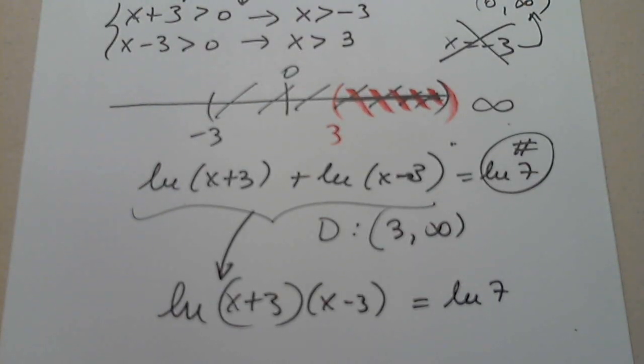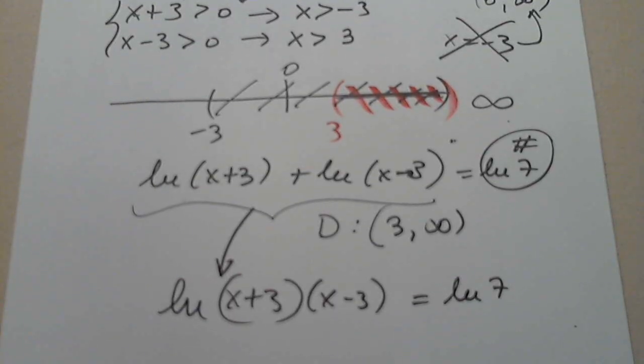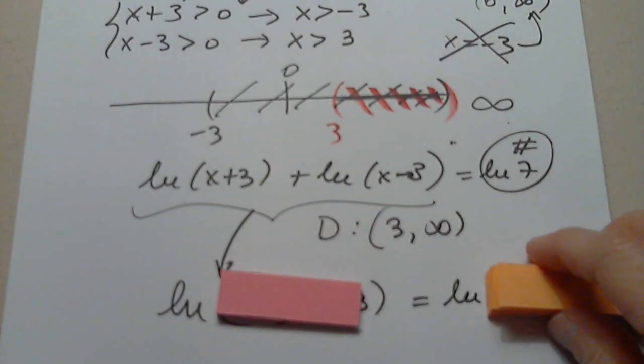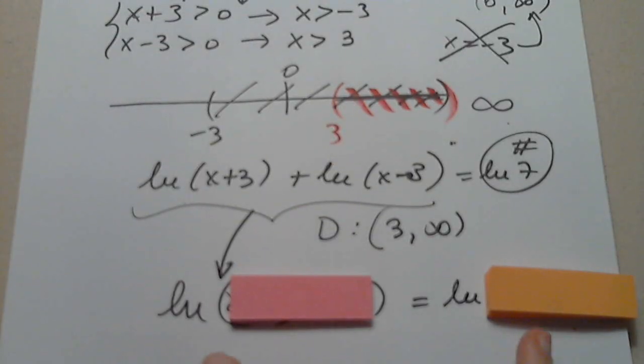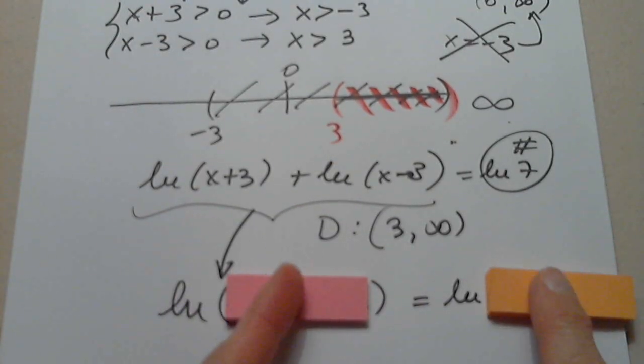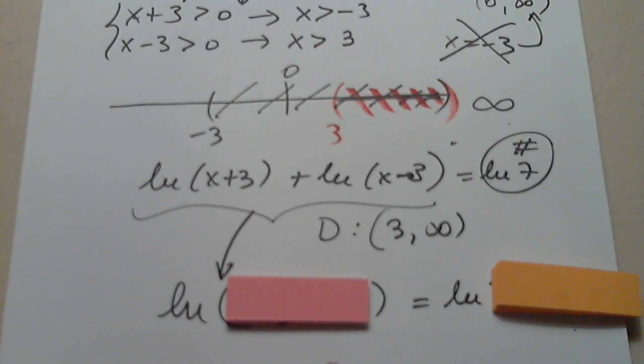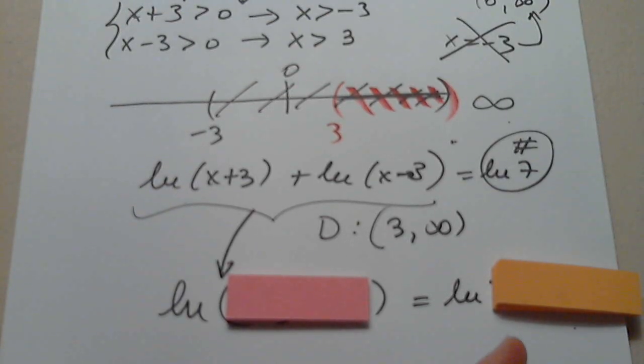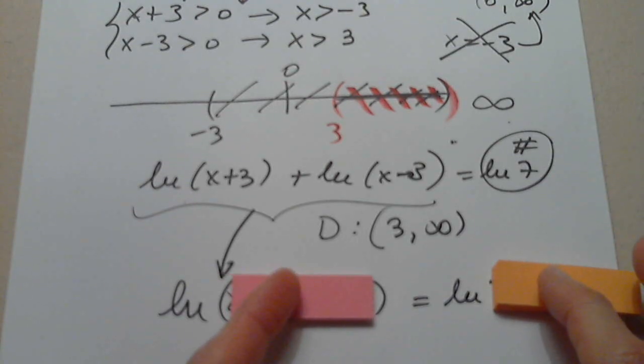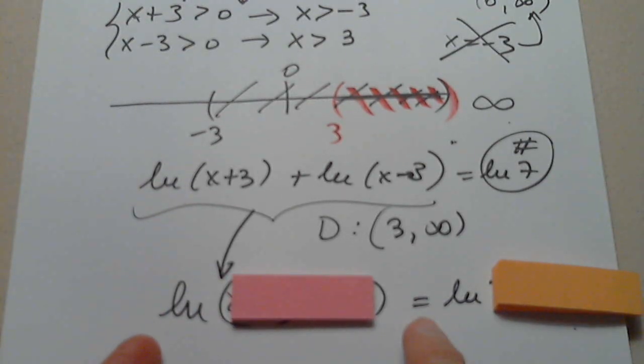Now, imagine that we have here 2 logs. They have the same base. What do you think about these numbers? Can this be 25 and this 7? Can this be 100 and this 29? Can this be 2,000 and this 5,000? What do you think has to happen here for these 2 logs to be equal to each other?